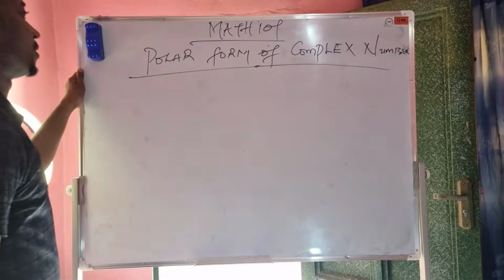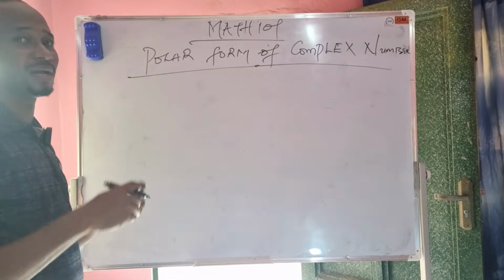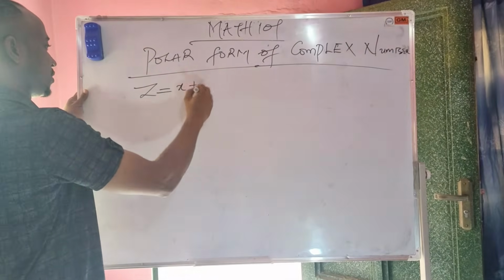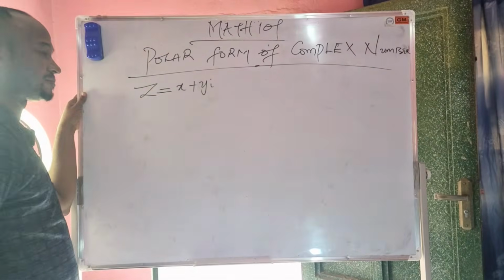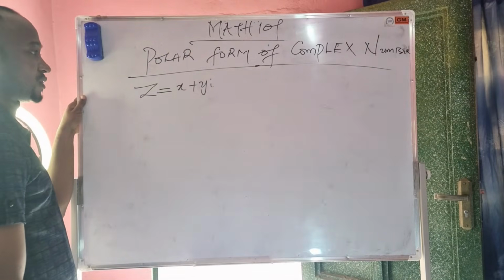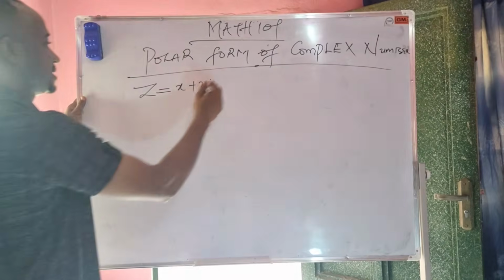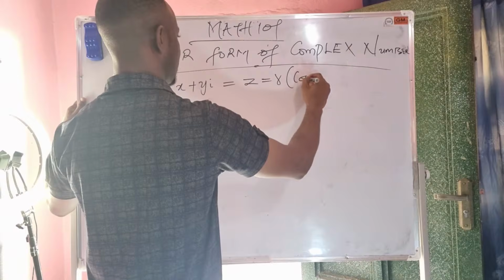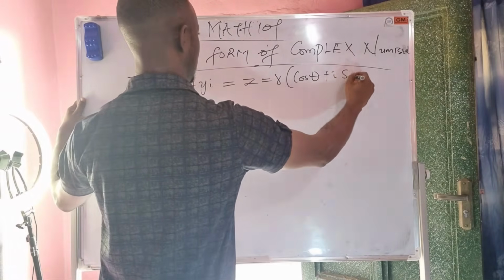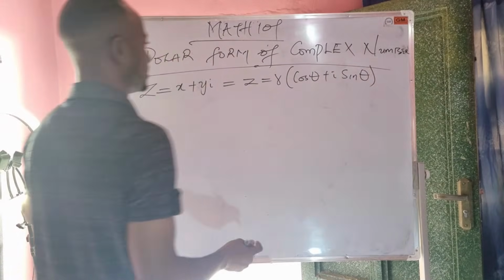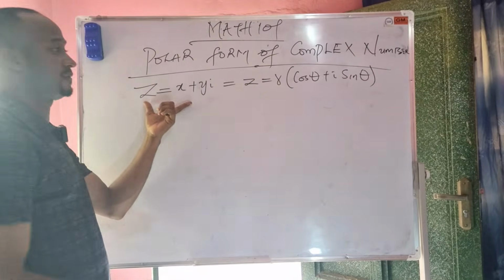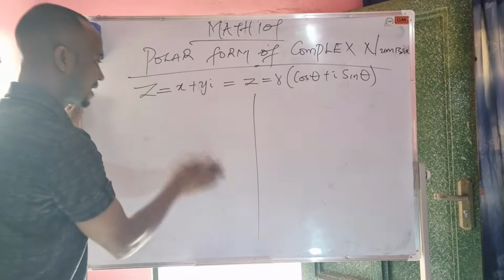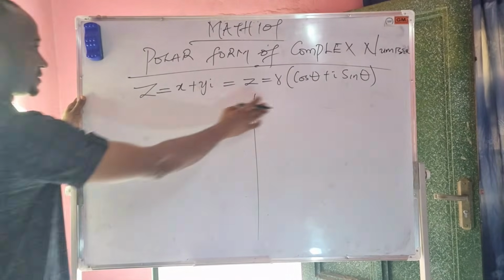Look at this. We say the general form, sometimes they call it the triangular form, is given as z equals x plus yi. I can transform this into a form called what? z equals r cos theta plus i sin theta. This is the polar form. This is the general form we all know. Now, how do we do that? Let me show us how to transform this to this.